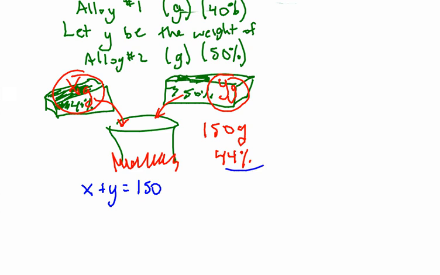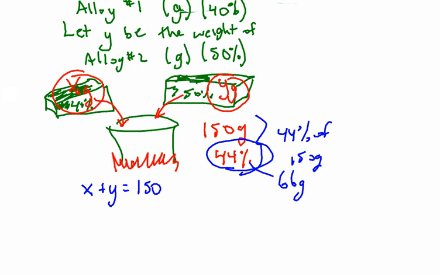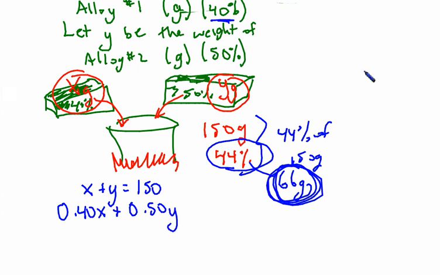Now, the rest of the information tells me that I need 44% to be silver. So let's calculate what is 44% of 150 grams. So 44% of 150 grams is 66. So that means that 66 grams of the final product needs to be pure silver. So what do we know about X and Y in terms of pure silver? Well, I know that 40% of every gram of X is silver. And I know that 50% of every gram of Y is pure silver. And altogether, I need 66 grams of pure silver. And those are my two equations.